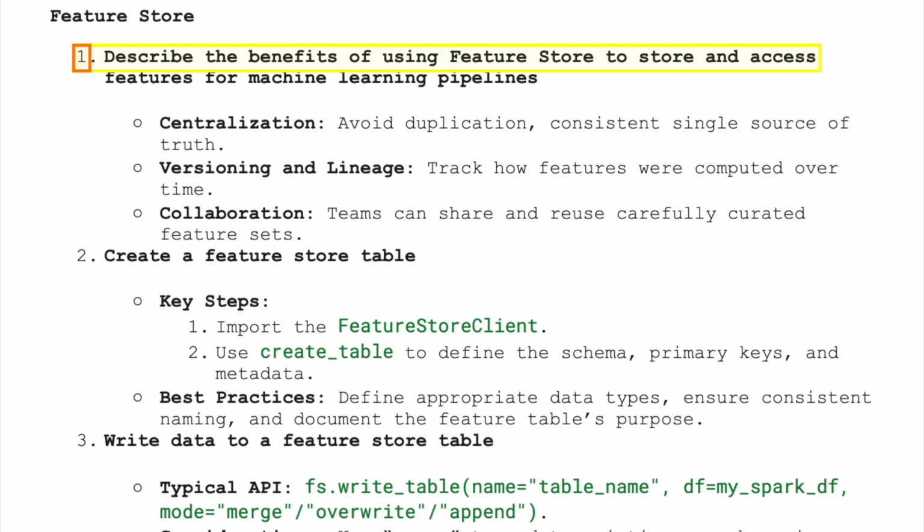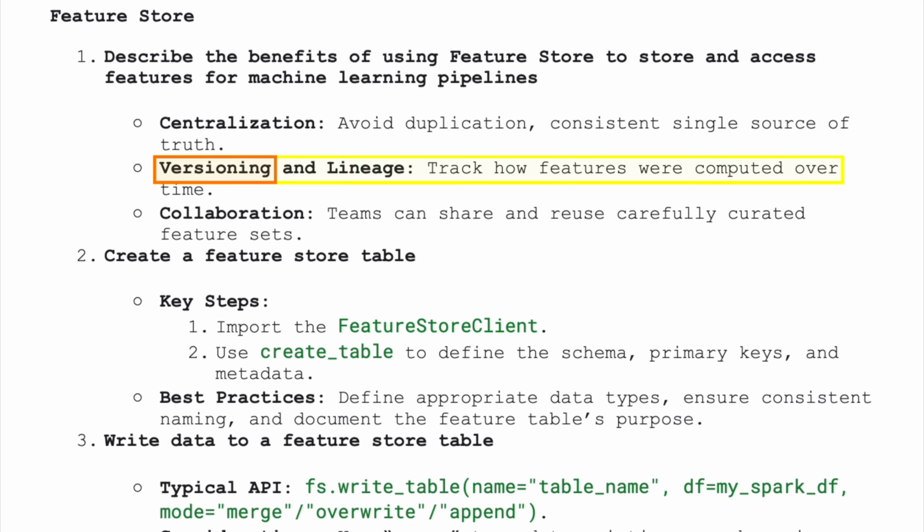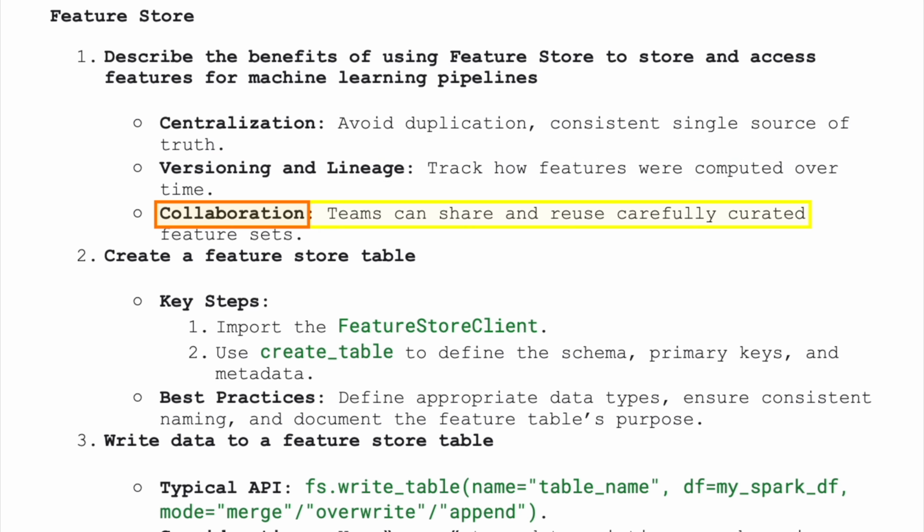Feature Store. 1. Describe the benefits of using Feature Store to store and access features for machine learning pipelines. Centralization: avoid duplication, a consistent single source of truth. Versioning and lineage: track how features were computed over time. Collaboration: teams can share and reuse carefully curated feature sets.